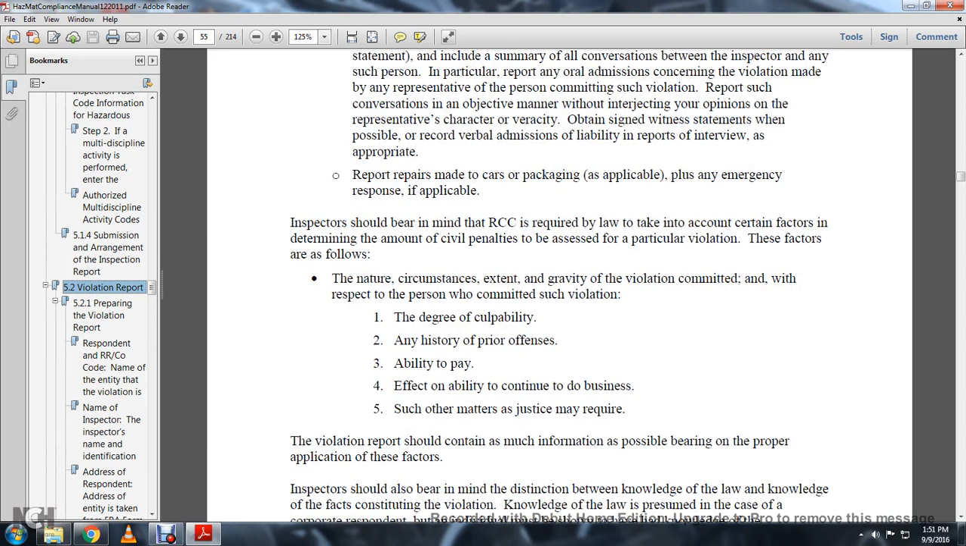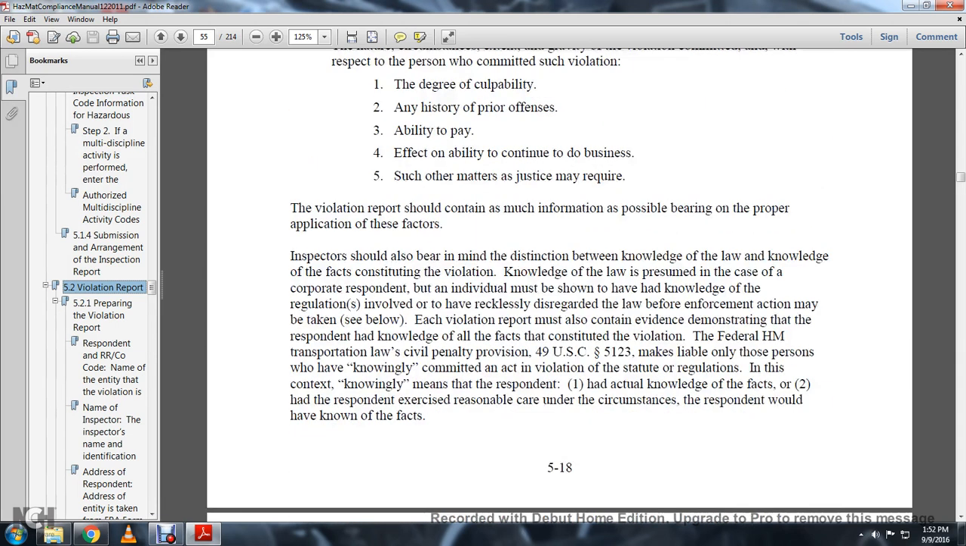Inspectors should bear in mind that the RCC is required by law to take into account certain factors to determine the amount of civil penalty to be assessed for a particular violation. The factors are as follows: the nature, circumstance, extent, and gravity of the violation committed with respect to the person who committed such violation, the degree of culpability, any history of prior offenses, ability to pay, and effect on ability to continue to do business, as well as such other matters as justice may require. The violation report should contain as much information as possible bearing on the proper application of these factors.